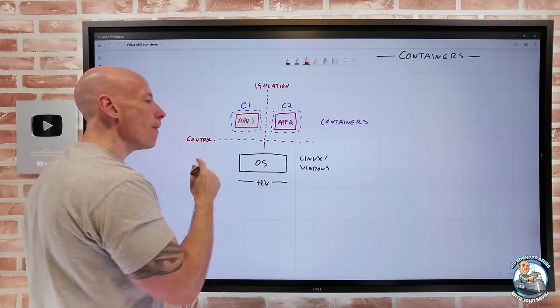Okay, great. That's the containers. That's how it all works.